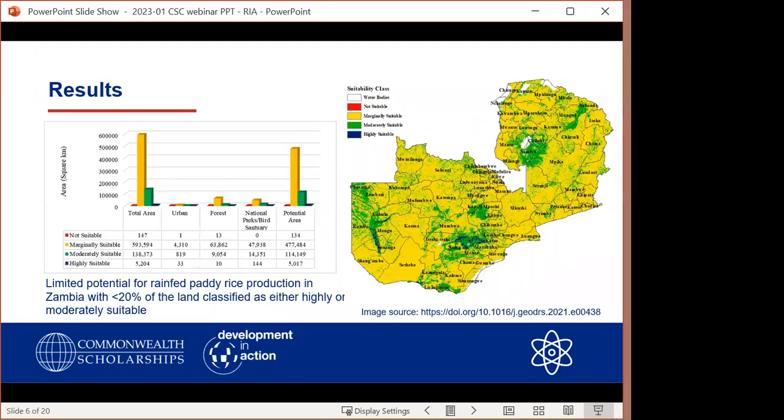And from the findings, what you see there is a suitability map of Zambia. And we have the different classes: highly suitable, moderately suitable, marginally suitable, not suitable. And what we find is that if you go to the graph, it shows the total area. Out of the total area, when we add the highly suitable and the moderately suitable, we have less than 20% of the land classified in those two classes, meaning more than 80% is not suitable or marginally suitable, interpreting to limited potential for rain-fed paddy rice production in Zambia.